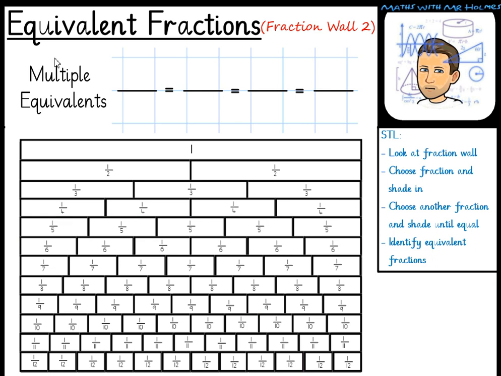On we go then. This time we're going to show you something a little bit different, just as we did in fraction wall 1. We're going to look at multiple equivalents. The two we've looked at first of all, we've just identified a pair of equivalent fractions. This time we're going to see how many we can find. So let's have a look at our fraction wall. We'll choose a fraction to shade in. I'm going to choose thirds this time. I'm going to choose 2 of them, so it's a non-unit fraction.